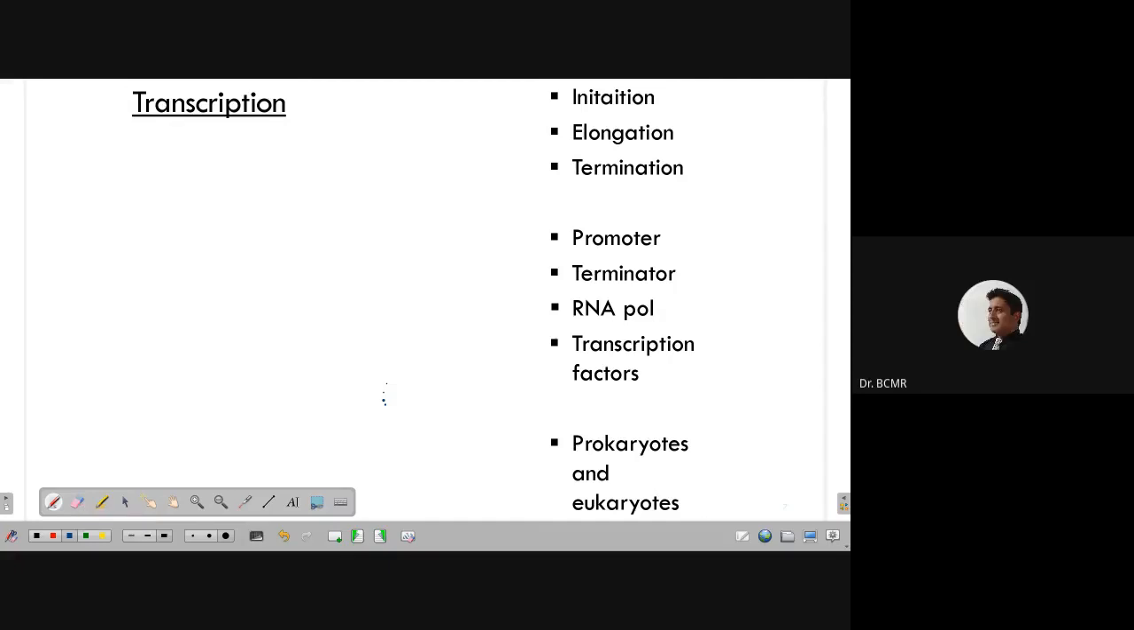Hello, everyone. Welcome to the chapter on transcription. In this chapter, we will learn different steps of transcription, which will be broken into 3 steps: initiation, elongation, and termination. And in that process, we will also learn about several components involved, such as what is a promoter, what is a terminator, and the most important enzyme, RNA polymerase, and then some of the transcription factors.